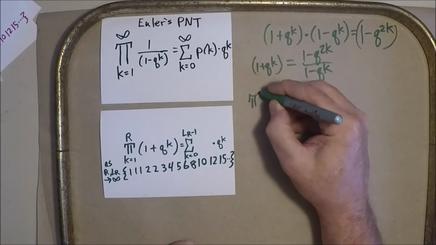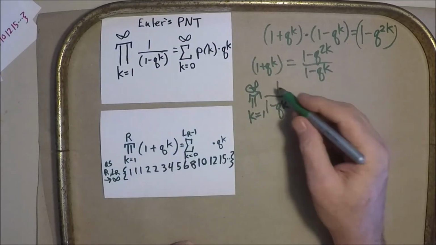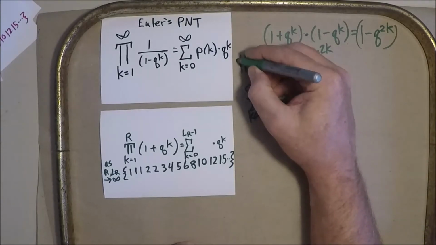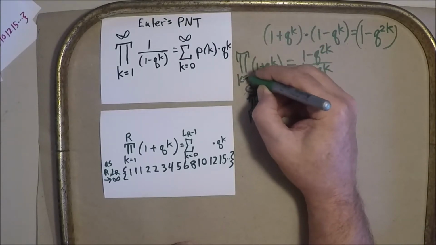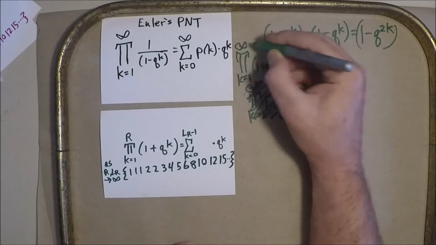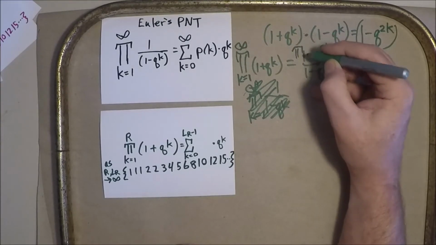Excuse me, I rewrote that one. I meant to write that the product, k equals 1 to infinity, of this, and that's product 2.